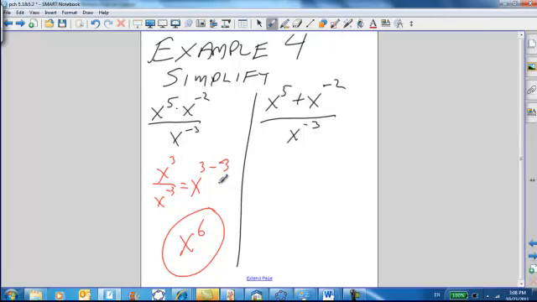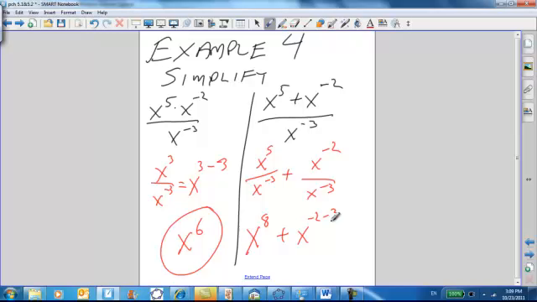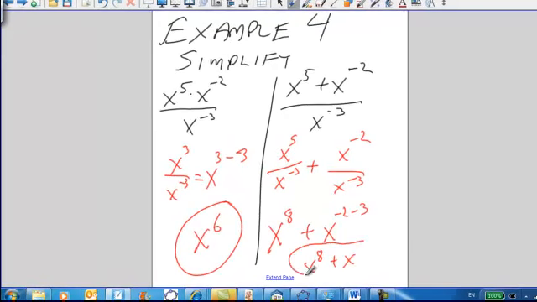On the other hand, x to the 5th plus x to the -2 over x to the -3, we can distribute this division by x to the -3 over the addition. So it's x to the 5th over x to the -3 plus x to the -2 over x to the -3, and we get x to the 8th plus x to the negative 2 minus negative 3. So that's x to the 8th plus x. Very different kind of answer.